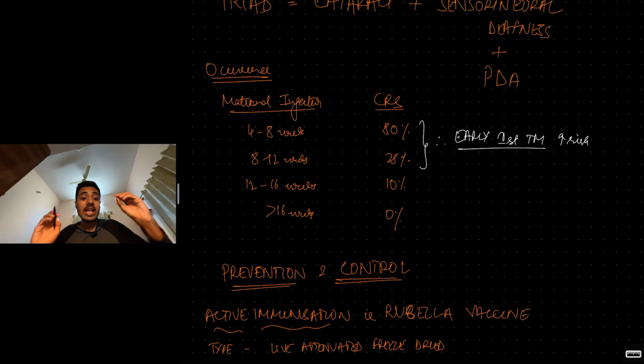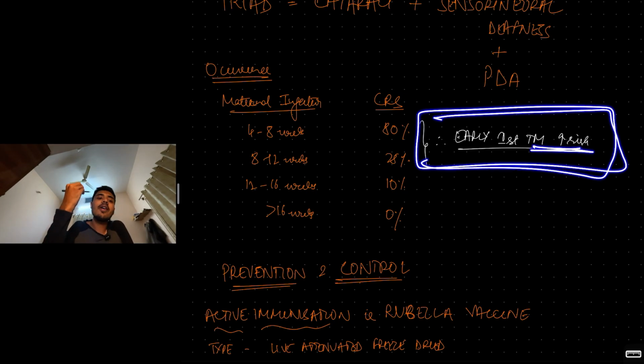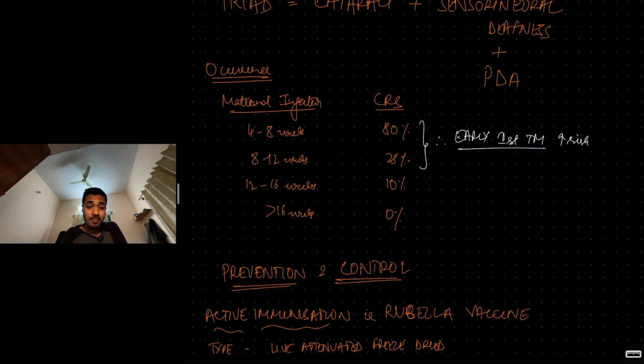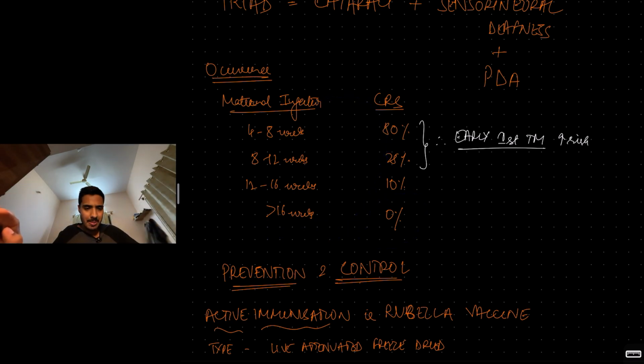If the maternal rubella is in the early first trimester, only then do you have a high risk of congenital rubella syndrome. 4 to 8 weeks, if the mother gets infected, 80% chance. 8 to 12 weeks, see the drop, 25% chance. 12 to 16 weeks of gestation, 10% chance. After 16 weeks of gestation, even if the mother gets rubella, congenital rubella syndrome won't happen. So basically, what is the inference from this?